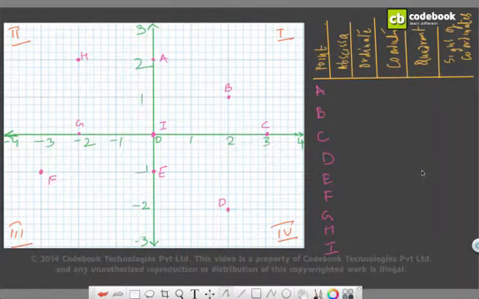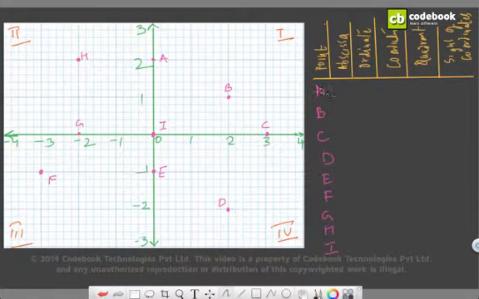So now let's work on a problem. You have been given a Cartesian plane with various points on it, and you have been asked to fill in this table where you are required to note down the abscissa, ordinate, coordinates, quadrant, and the signs of the coordinates of these various points. So let's look at it.